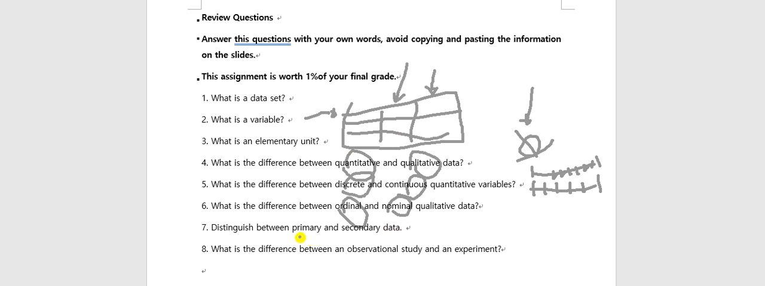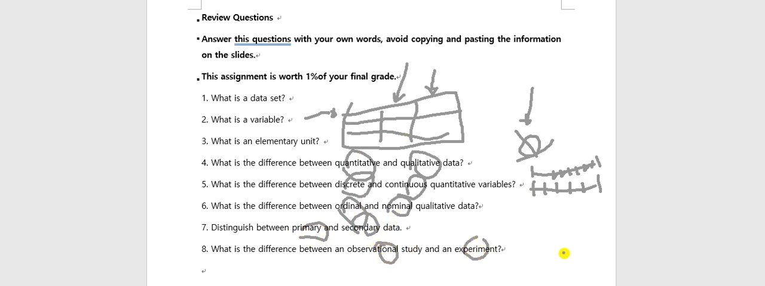Distinguish between primary and secondary data. Primary, we collect it by ourselves. Secondary, it's already collected by someone else and we are just using it. We're recycling that information.